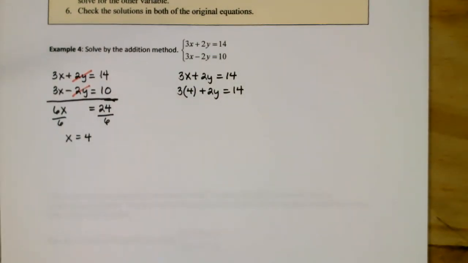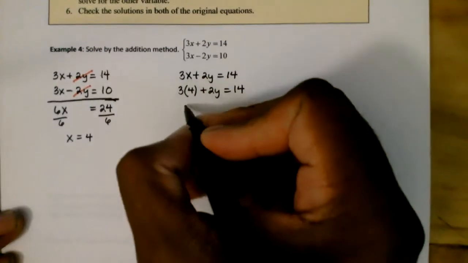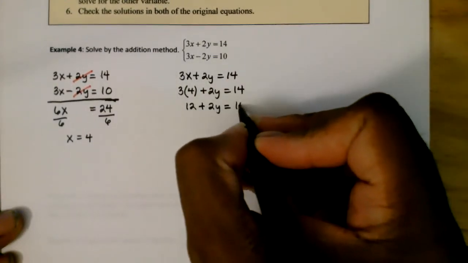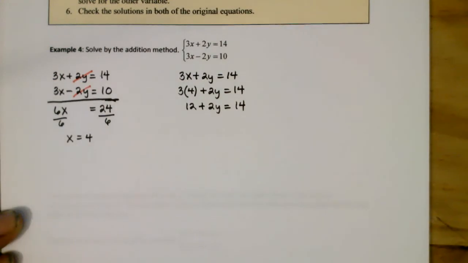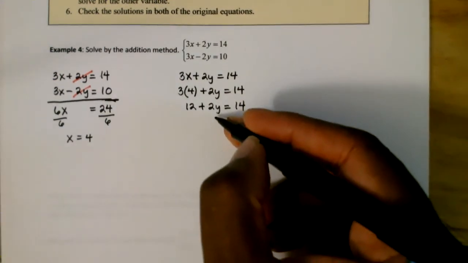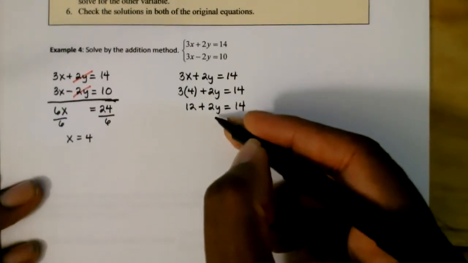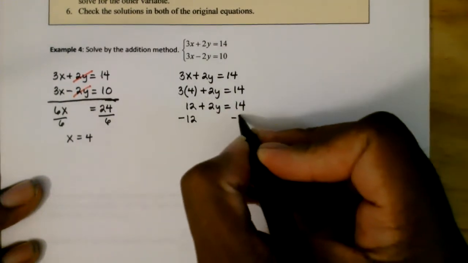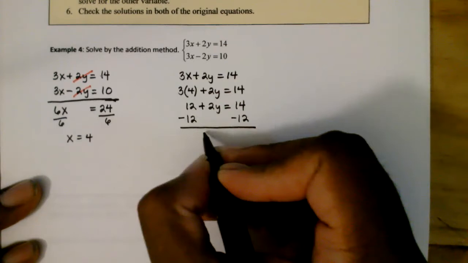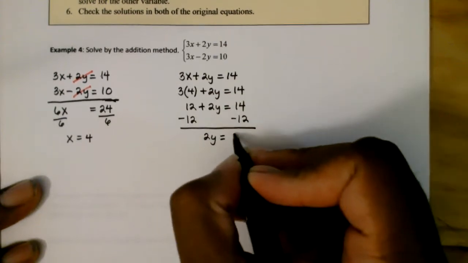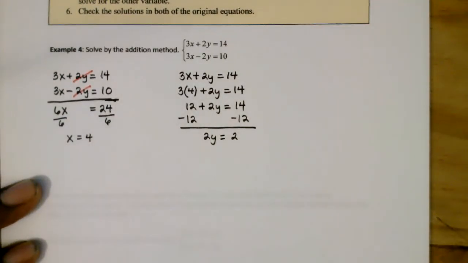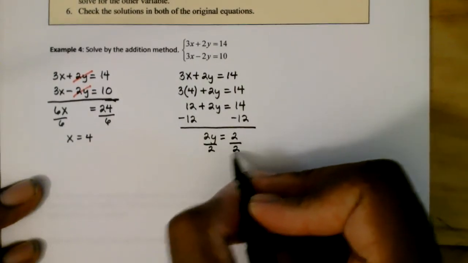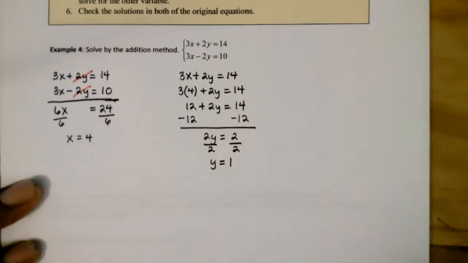And then do 3 times 4, that will be 12. And then plus 2y equals 14. And then to get 2y by itself, I'm adding 12, so I need to subtract 12 on both sides of this equation. This will mean 2y is equal to 2. And then to solve for y, we'll divide both sides by 2. y is equal to 1.